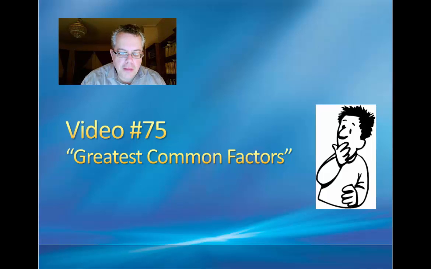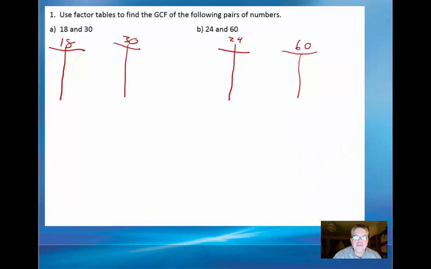This is about greatest common factors. We're going to review everything we did in class about greatest common factors. Let's start by finding greatest common factors of numbers. So for this first problem, we want to find the greatest common factor of 18 and 30.